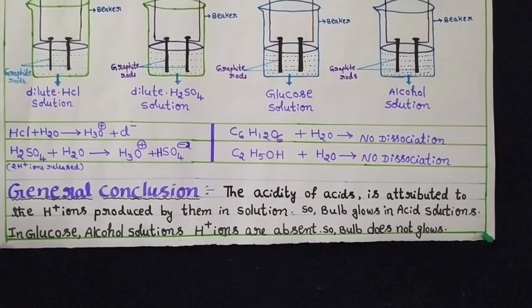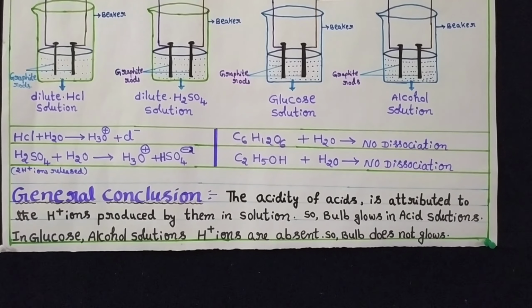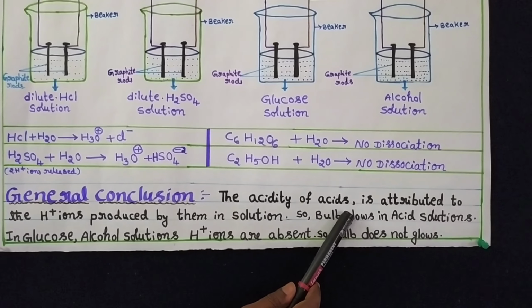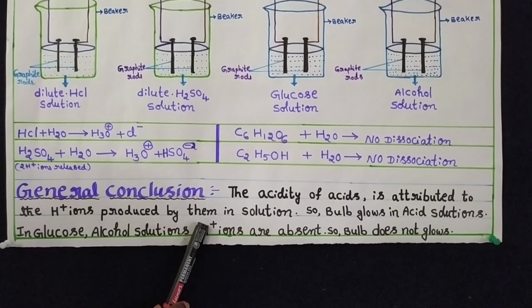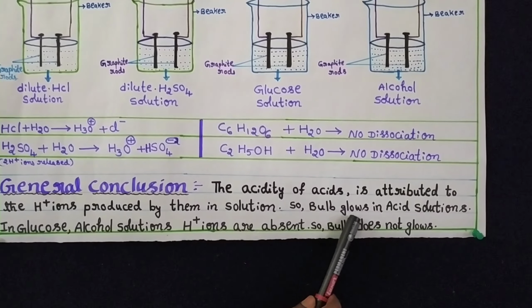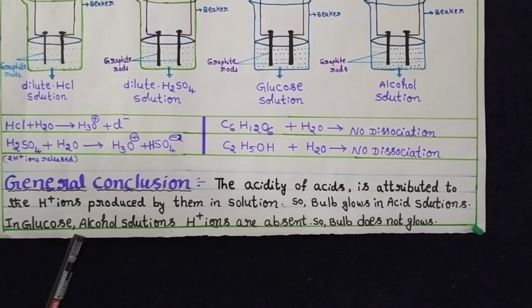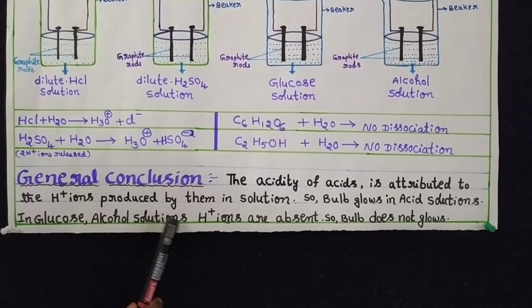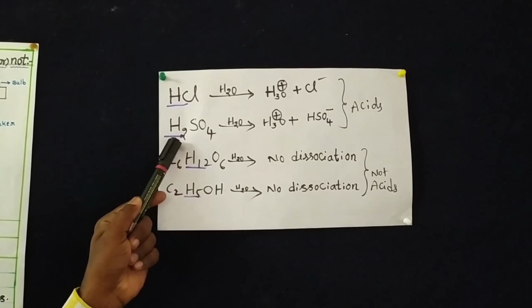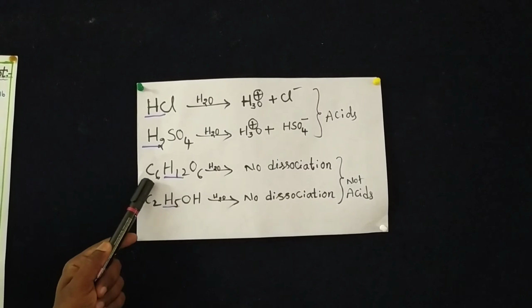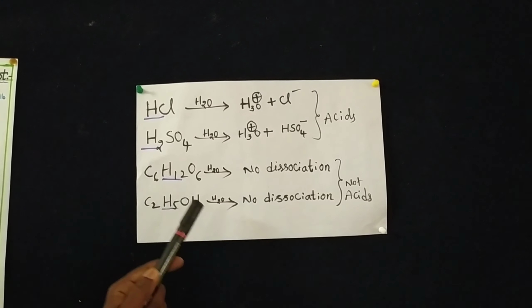From this activity, the general conclusion is that the acidity of acids is attributed to the H plus ions produced by them in solution. So, the bulb glows in acid solution. In glucose and alcohol solutions, H plus ions are absent, so the bulb does not glow. From this activity and these charts, we can finally conclude that HCl and H2SO4 are examples of acids. Glucose and ethyl alcohol are not examples of acids.